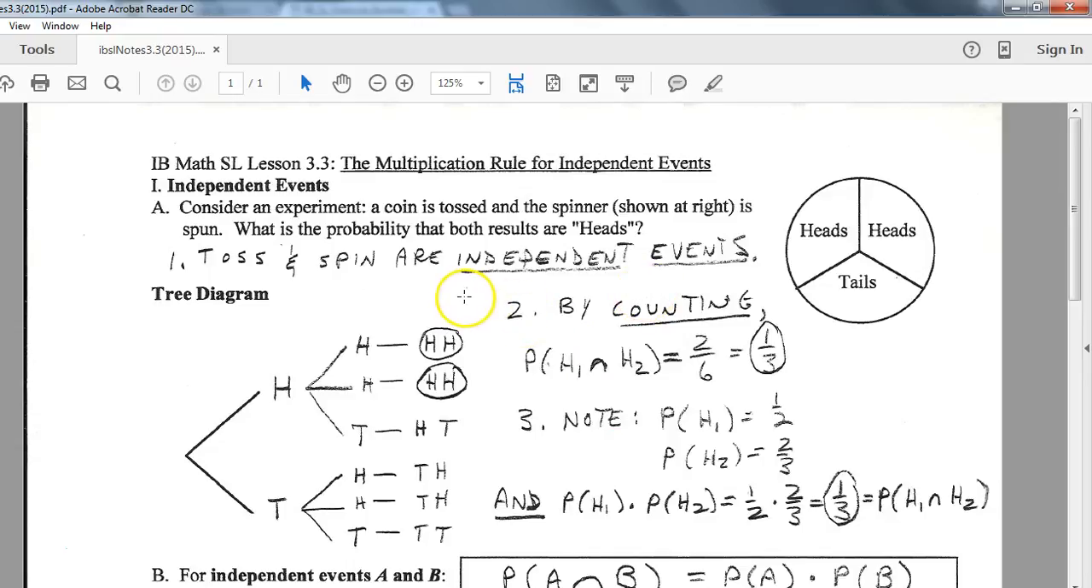So for the first case, for the first event, toss a coin, so either heads or tails, and for the second event, flip the spinner on this thing that you see on the right and see what we land on. So these are the three scenarios that we could get if we do the spinner over here. So what's the probability of getting heads and heads? Two events, we're looking for the probability of heads on this and the probability of heads on this.